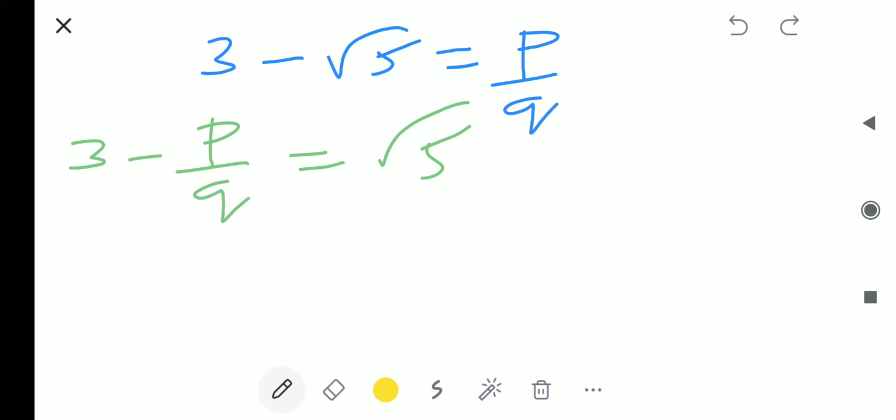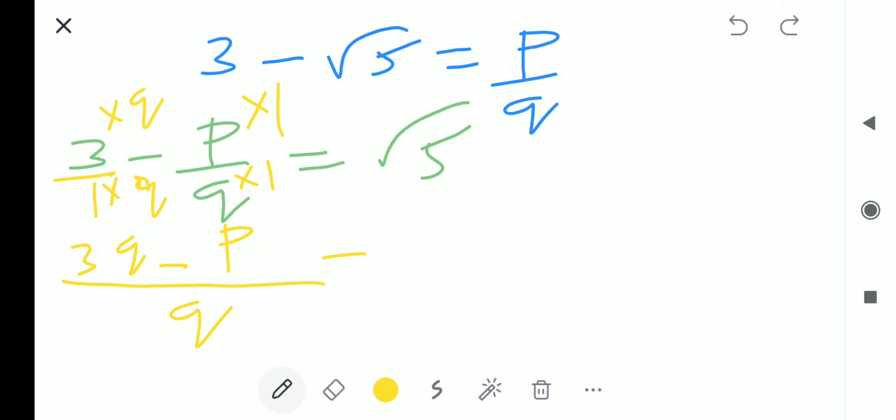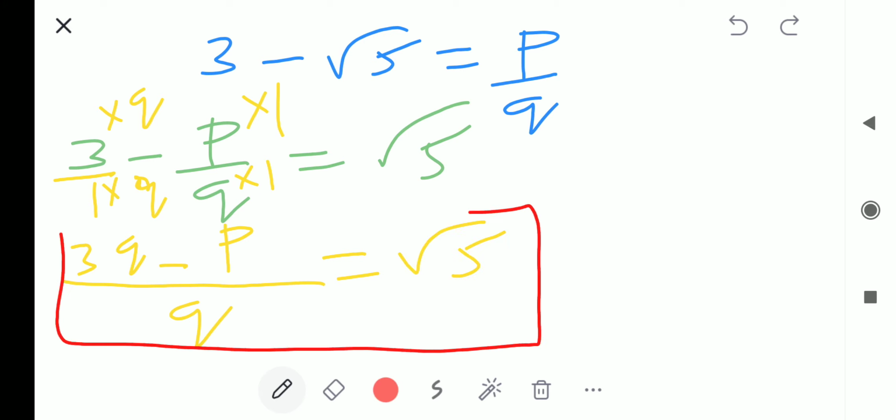Continuing, 3 I can write as 3 by 1. Here 3 by 1 and p by q are both rational numbers, separated by a minus. Then we are supposed to take the LCM. The LCM of the denominators 1 and q is q. So 1 into q is q, 3 into q is 3q, minus q into 1 is q, p into 1 is p, is equal to root 5. Now I have 3q minus p by q is equal to root 5.